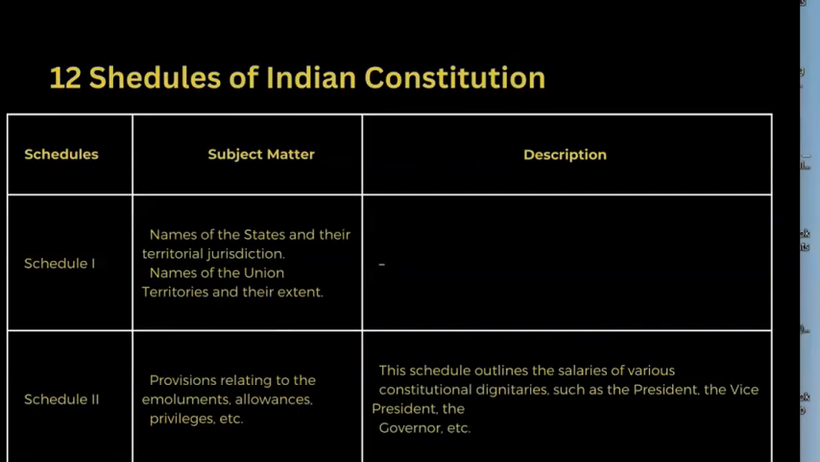Schedule 1: names of states and their territorial jurisdiction, names of union territories and their extent. Schedule 2: provisions relating to emoluments, allowances and privileges. This schedule outlines the salaries of various constitutional dignitaries such as the president, the vice president, the governor, etc.